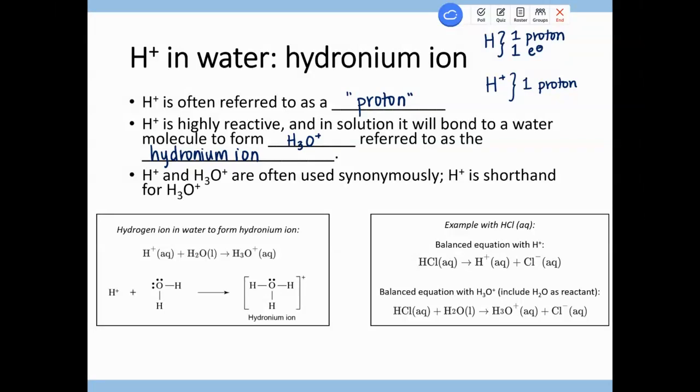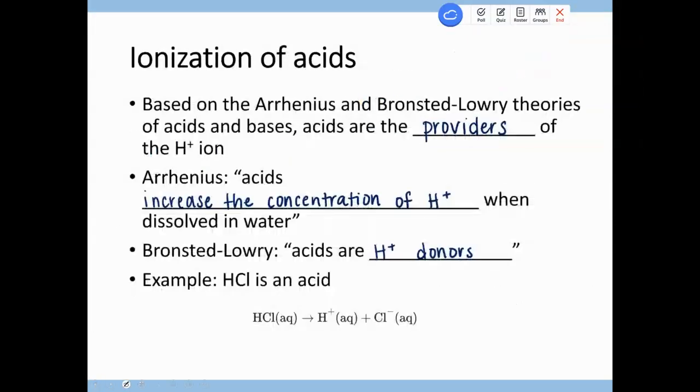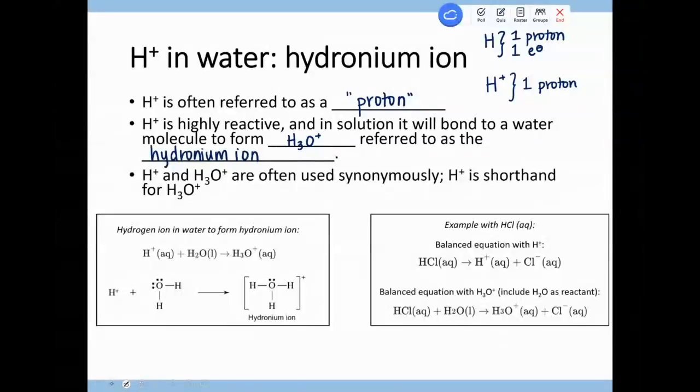Now notice that when we're looking at an acid, the ions are on the product side, including the H plus. And the production of the H plus is what makes this an acid. Going back to the previous slide, Arrhenius acids increase the concentration of H plus. So a really strong acid would increase the concentration more so than a weak acid. We're going to talk about strong versus weak acids and bases. So more H plus means stronger acid.